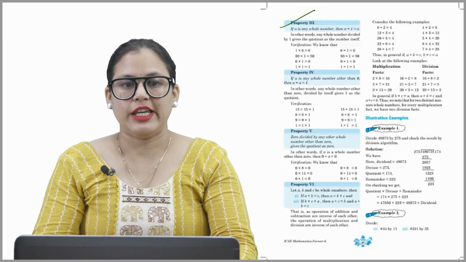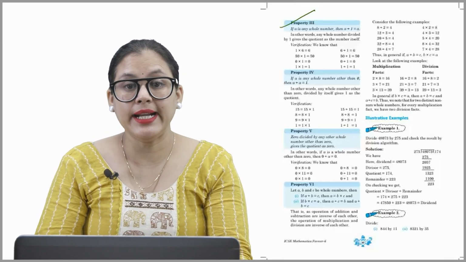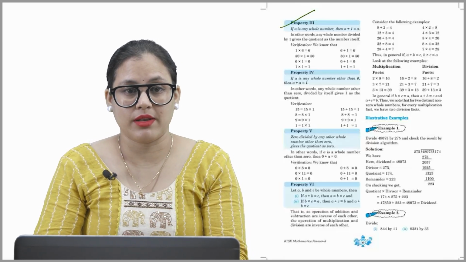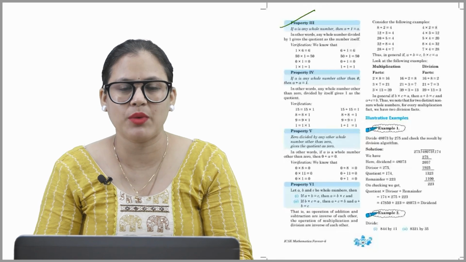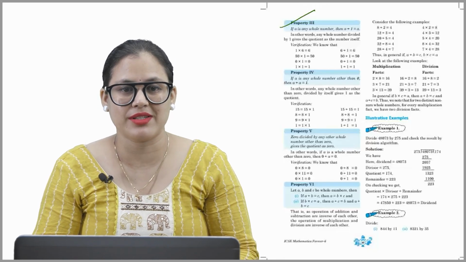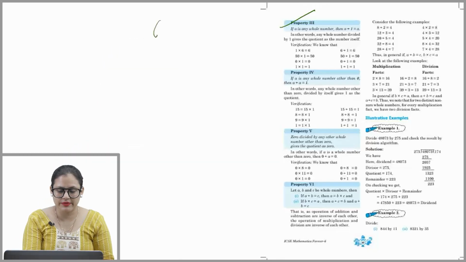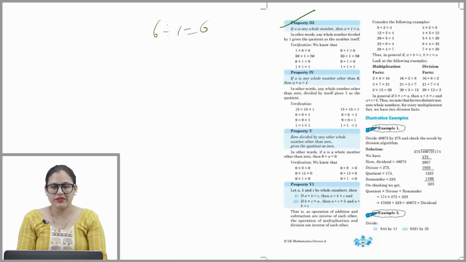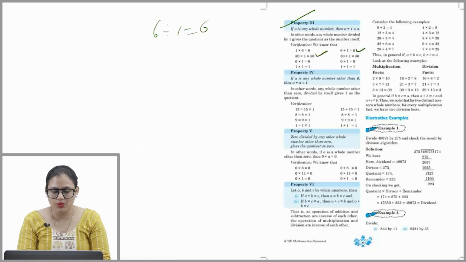Property 3. If a is any whole number, then a divided by 1 is equal to a. In other words, any whole number divided by 1 gives the quotient as the number itself. For example, 6 divided by 1 is equal to 6, and 1 into 6 is 6. 50 divided by 1 is equal to 50, and 50 into 1 is 50.